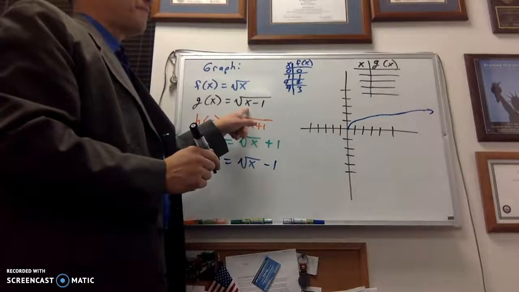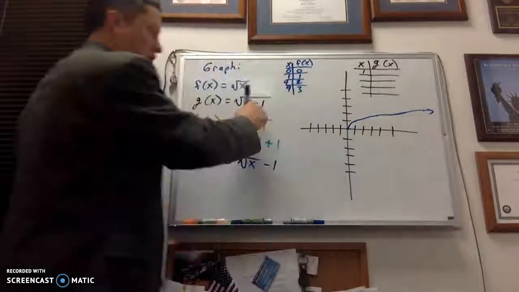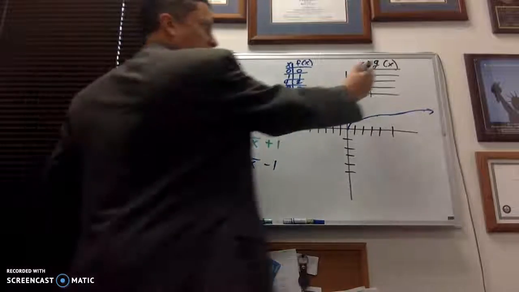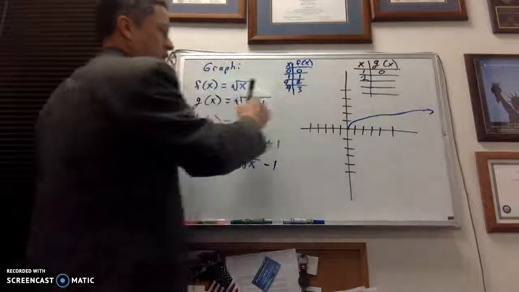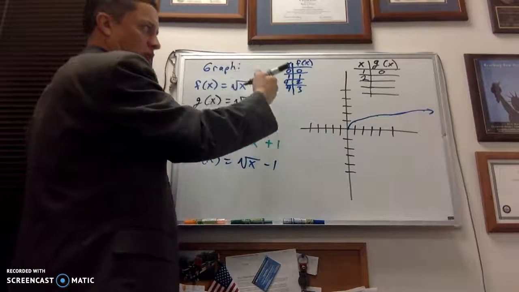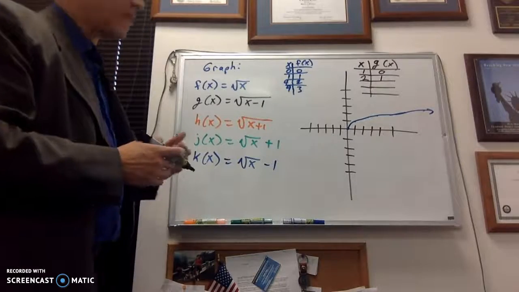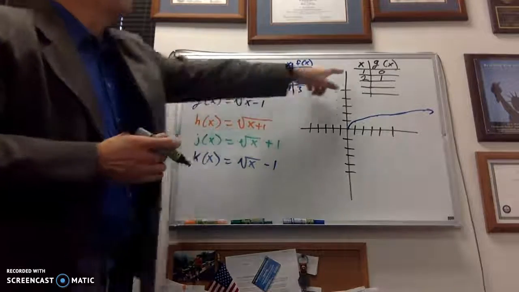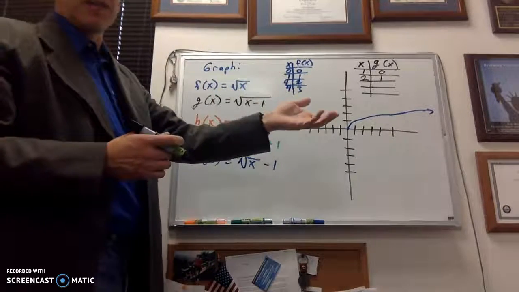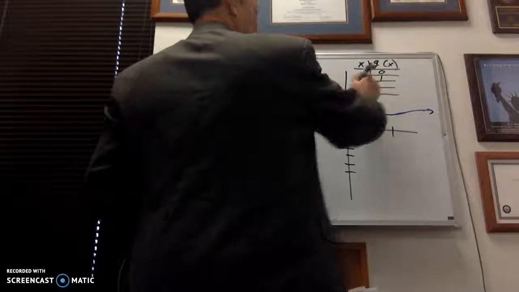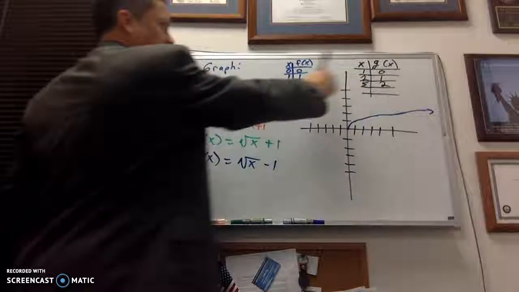So let me try 1. If x is 1, 1 minus 1 is 0. The square root of 0 is 0, right? Now let me try a 2 for x. 2 minus 1 is 1. The square root of 1 is 1. So you see the pattern of what's happening here. Looks like my x value is going up 1, huh? So let me keep playing to that. Instead of 4, let's try a 5. 5 minus 1 is 4. Square root of 4 is 2. So it looks like my x value is going up 1.